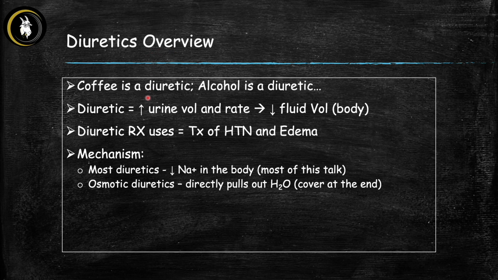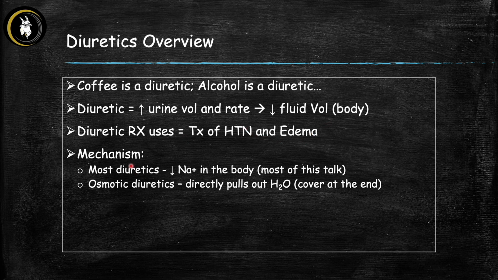We've all heard that coffee is a diuretic, alcohol is a diuretic. So what is a diuretic? A diuretic is basically anything that makes you pee more. So it increases urine volume and rate, and as a consequence, if it continues to do that, you're going to have a decreased fluid volume in the body. And we have diuretic medications that are very, very important, and their main uses are for hypertension and edema, which is excessive body fluid volume.